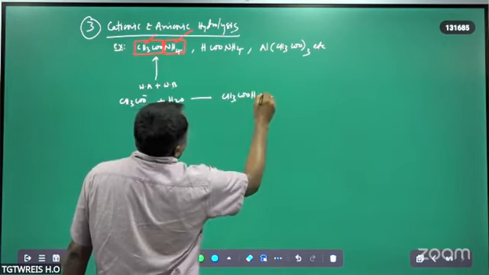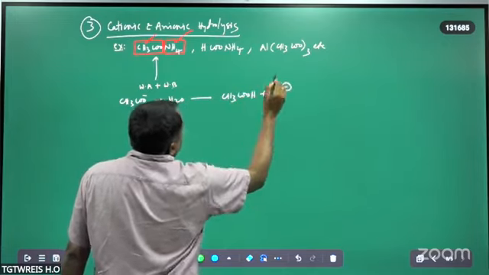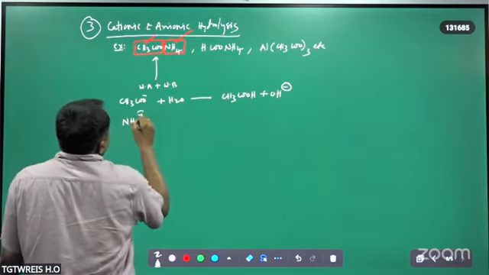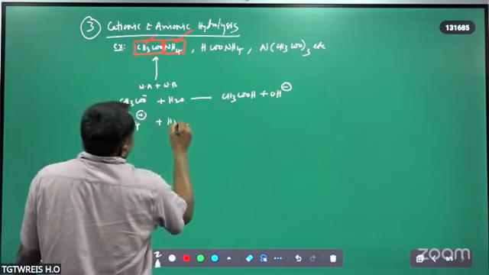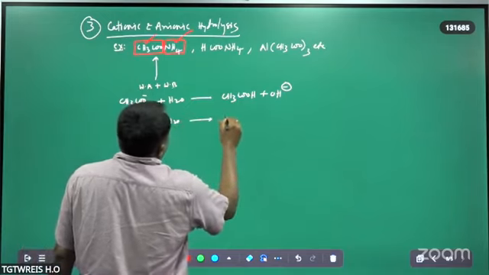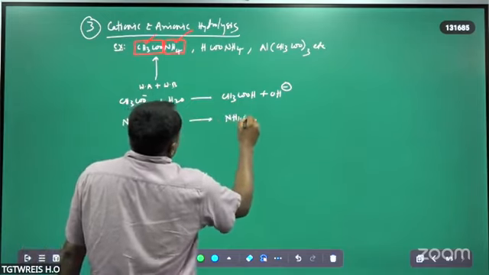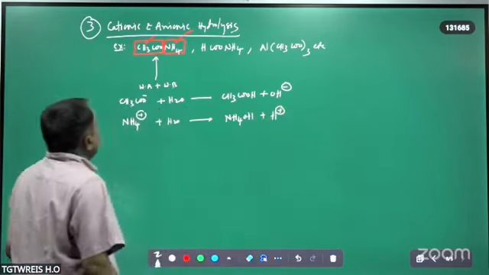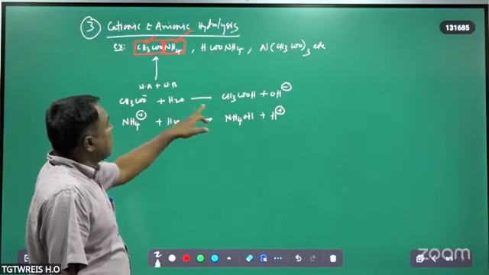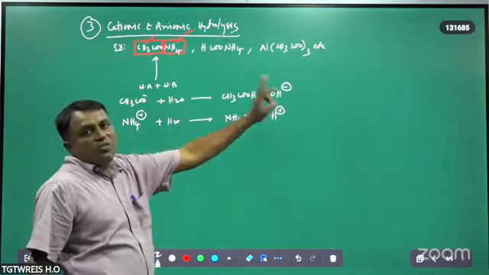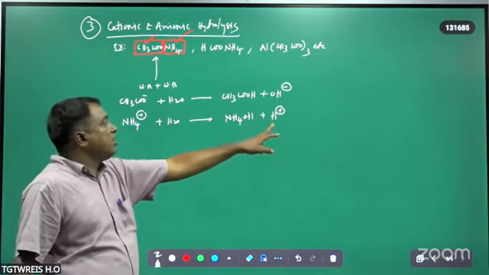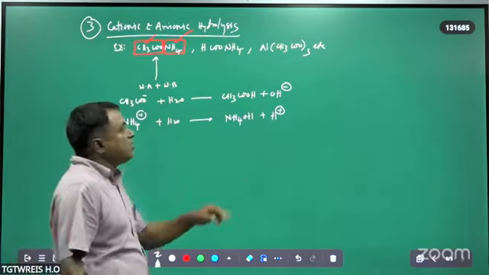CH3COOH plus OH minus. And the second part, it is the ammonium plus. Ammonium plus also undergoes hydrolysis to form what? NH4OH plus H plus. Therefore, CH3COO minus is undergoing hydrolysis to form OH minus in the solution. And ammonium ion also undergoes hydrolysis to form NH4OH along with H plus ions.